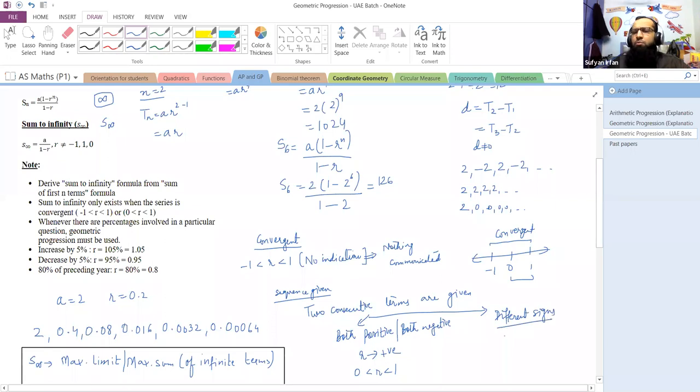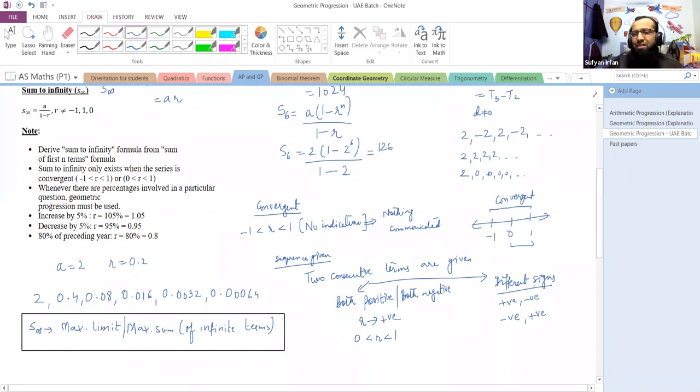This means, let's suppose the first term is positive and the second term is negative, then the third would... I'm just talking about two terms at the moment. Or if the first of the two consecutive terms is negative and the second is positive, then that also means the common ratio is negative. If the two consecutive terms given have opposite signs, then this definitely means the common ratio is negative. So in that case, the second part, negative 1 till 0, will apply. This means R in that case lies between negative 1 and 0.